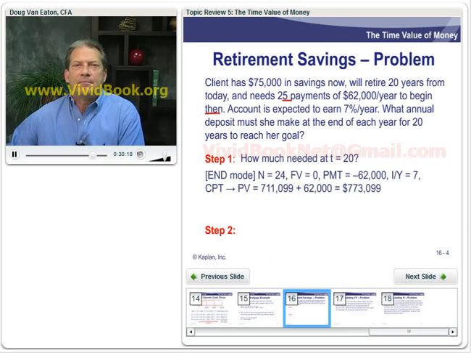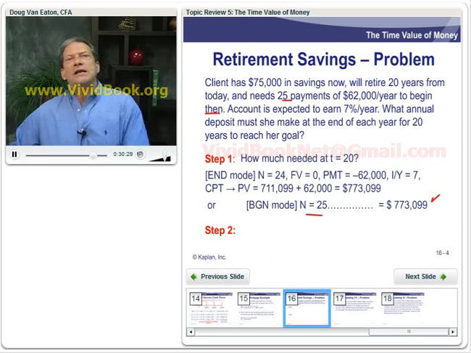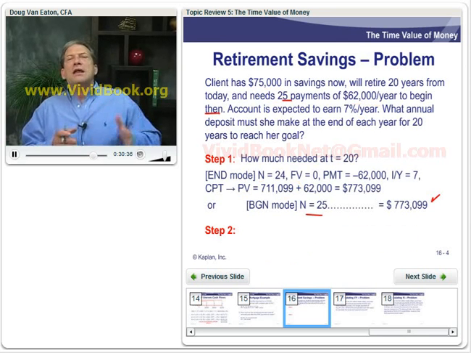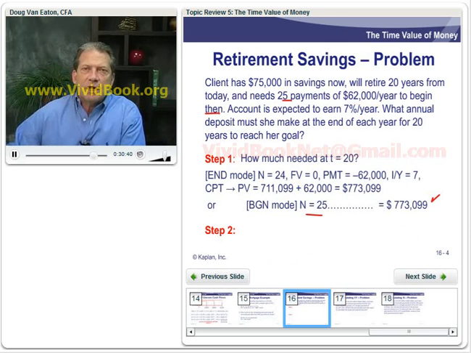773.99. If we put it in begin mode, we'd just put n equals 25, and we could calculate the time 20 value that way. So either way, we find out that we need $773,099 at time 20 in order to make these retirement payments, 25 payments of $62,000 each. So now we know how much we need then.